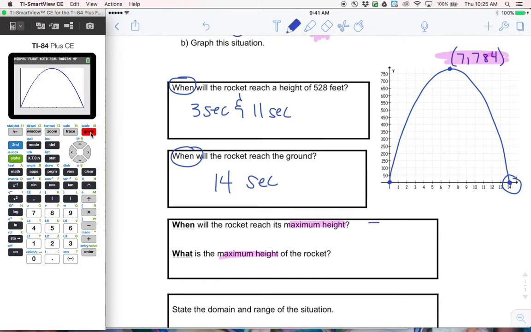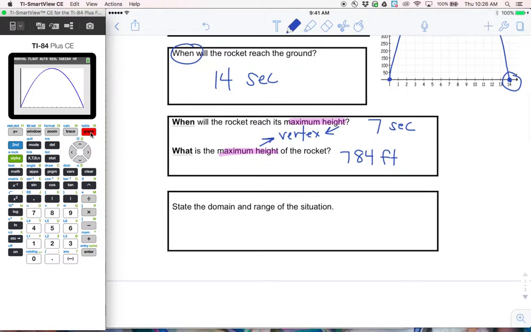So when does it hit the maximum height? 7 seconds. What is that maximum height? 784 feet. I want you guys to associate this word maximum with the vertex, because the vertex is always your maximum or your minimum depending on what kind of graph you have.